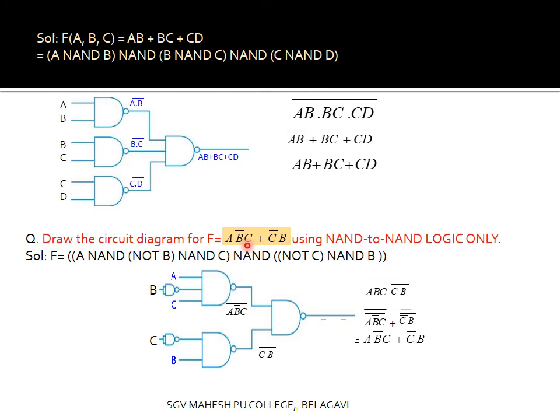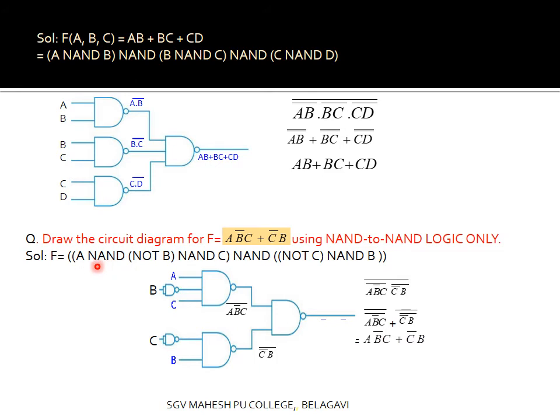operand. Similarly, the plus symbol I replace with NAND. So this is altogether one operand. So I'll put it in a bracket saying that C bar is nothing but not C, and multiplied by B, and it is nothing but NAND B. So for this expression, we are going to design a circuit.